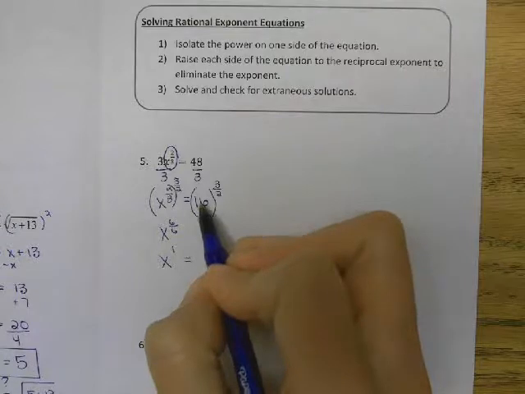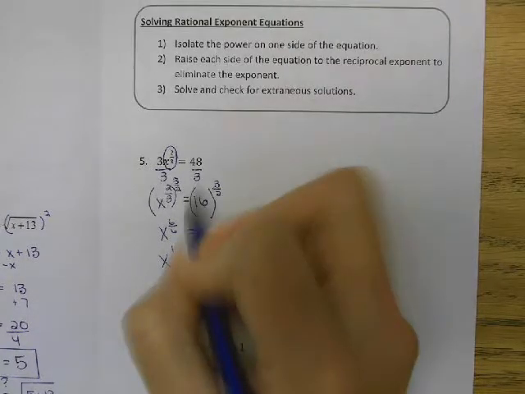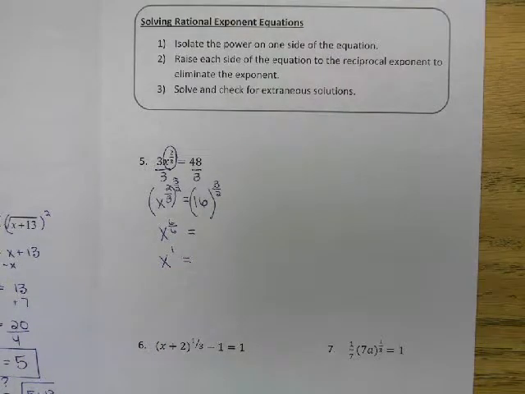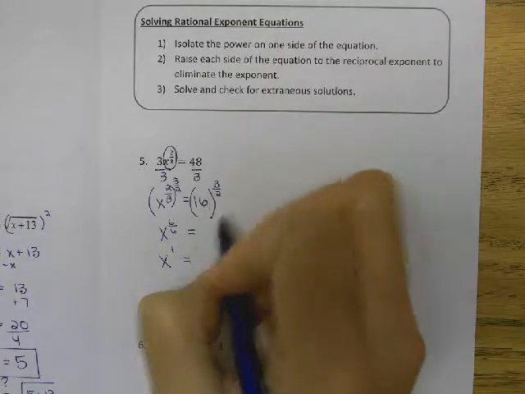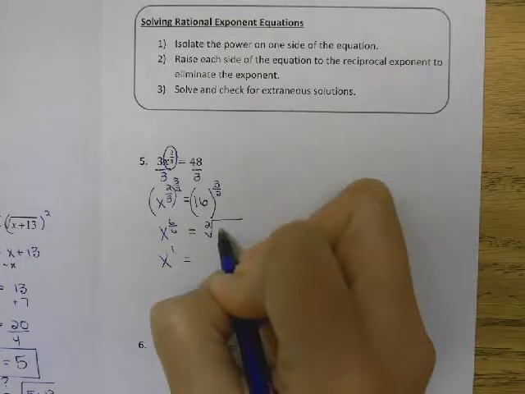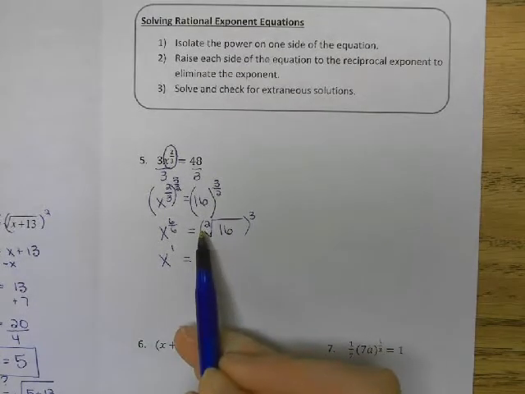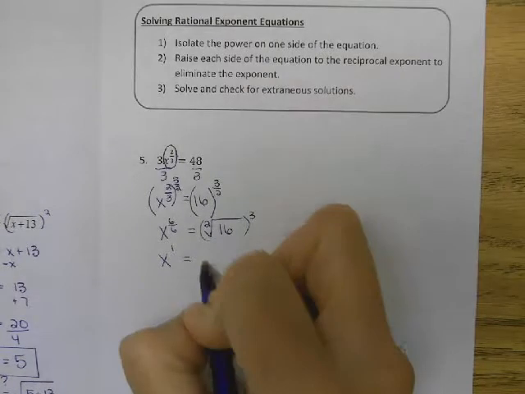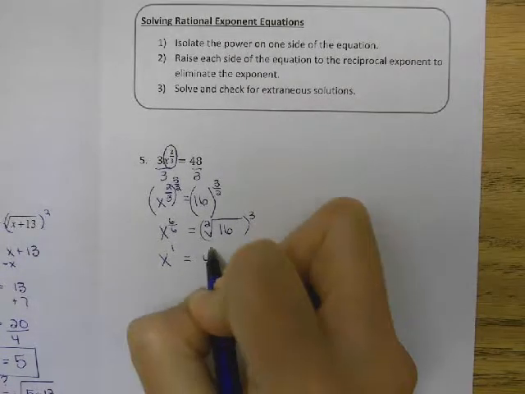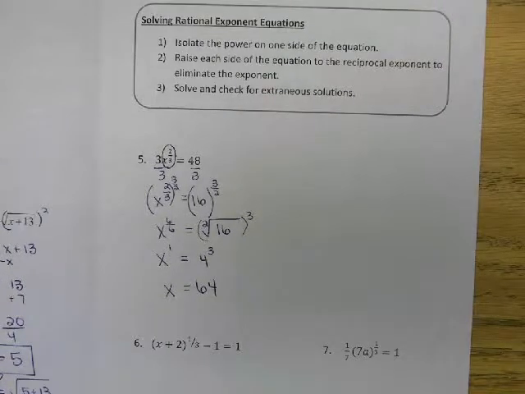On this side, I'm raising the 16 to the 3/2. Here is where we want to go ahead and use our properties from last class, where we can rewrite a rational exponent as a radical. Bottom goes in the crack, and then I'm still cubing that. So what is the square root of 16? 4. And then I'm still going to cube that, so I get x equals 64. Okay?